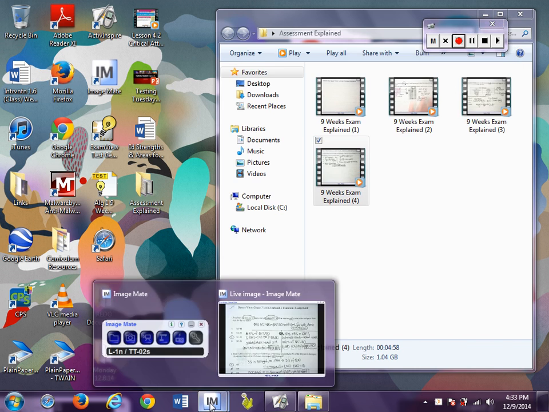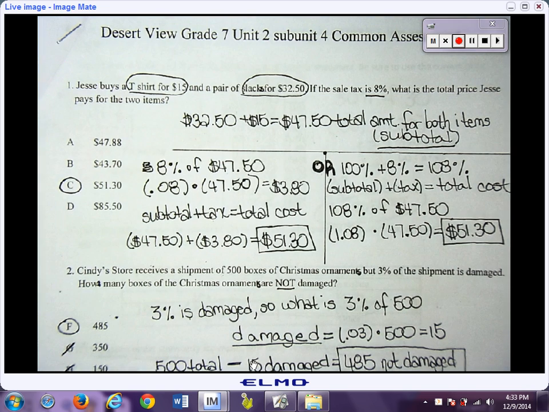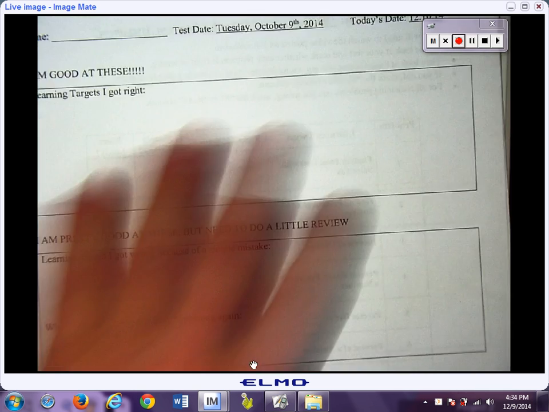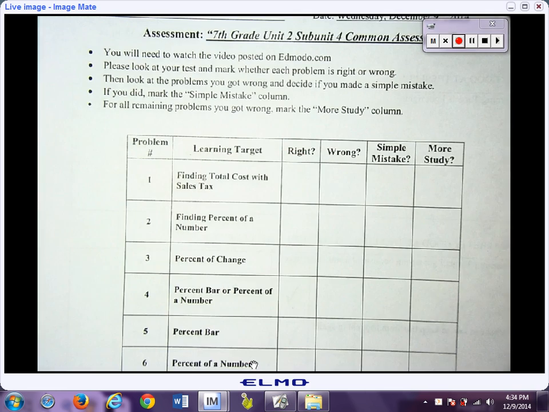Okay guys, in this video we're going to explain to you how you're going to assess yourself other than a score on how you did. What you need to do is get two sheets of paper that are stapled together. This first one you've done before.